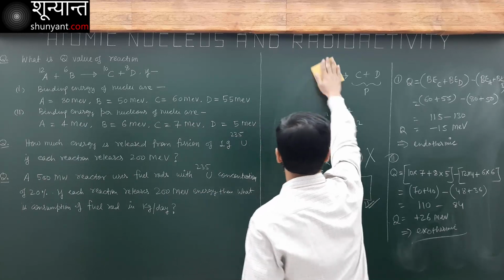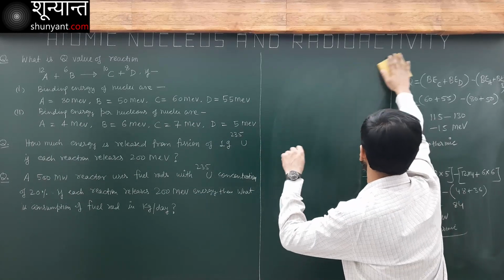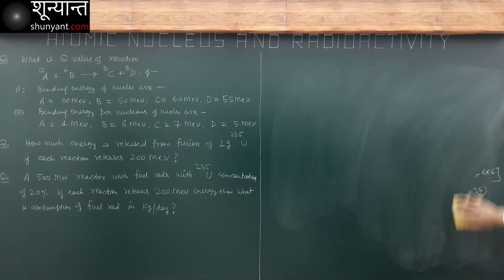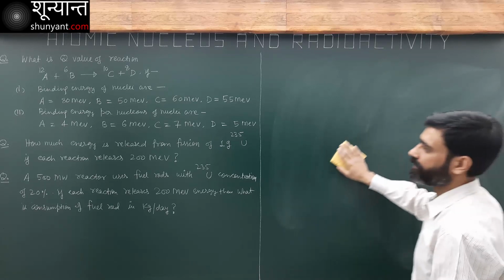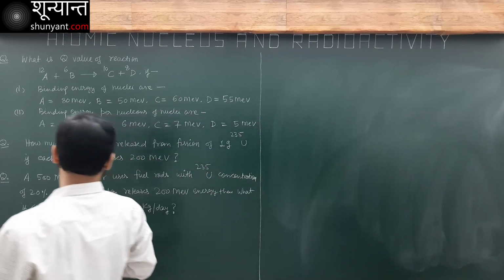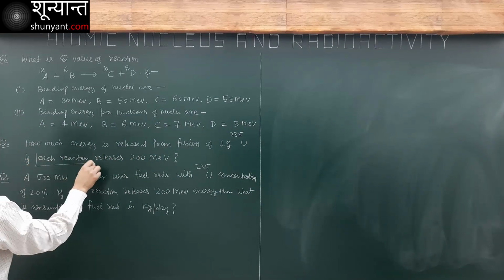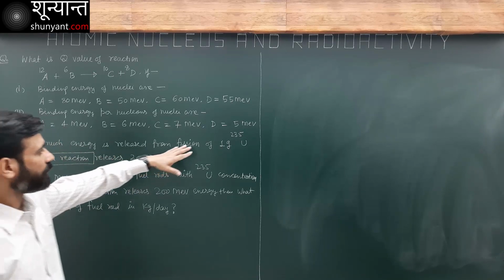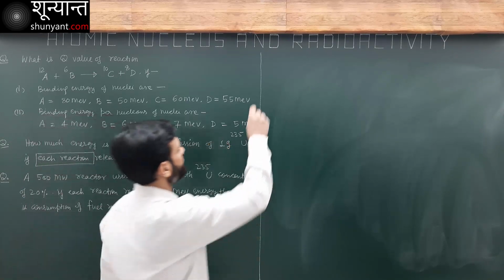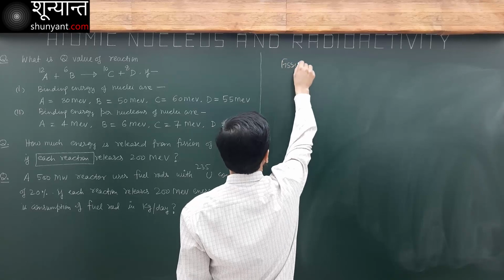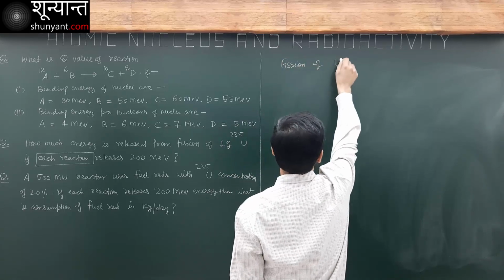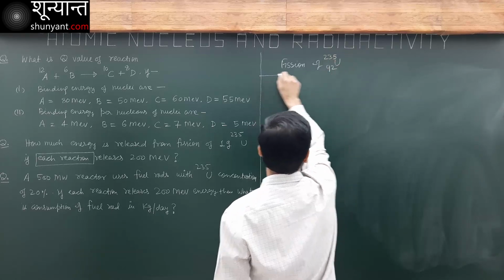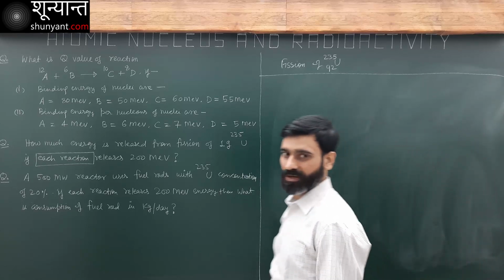Now, the next one does not require much physics. We just have to calculate the energy released in each reaction. What reaction is it talking about? It is the fission of U-235. It is 92 here. Okay, uranium.